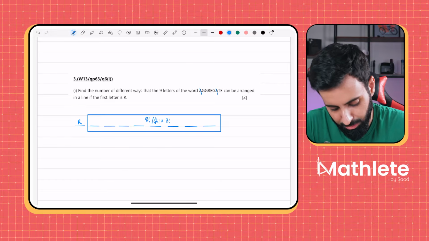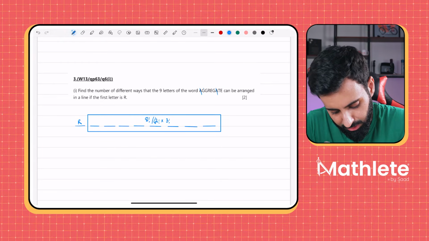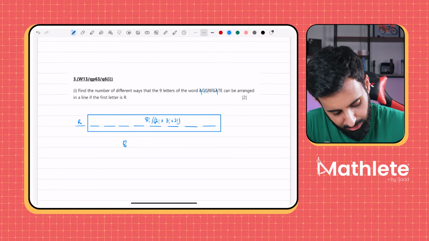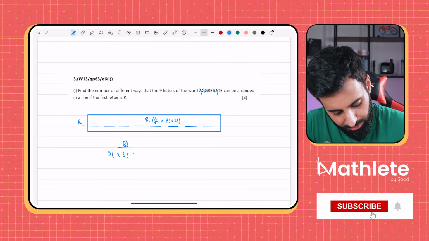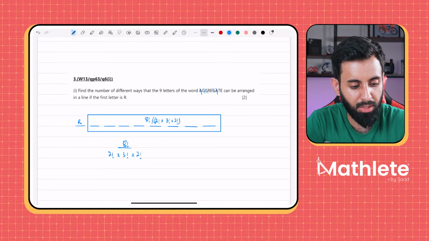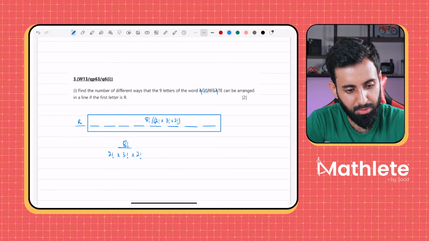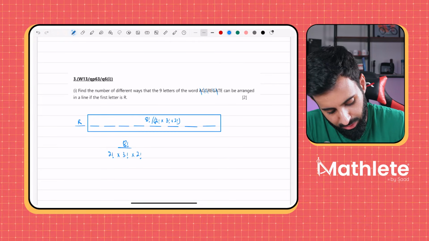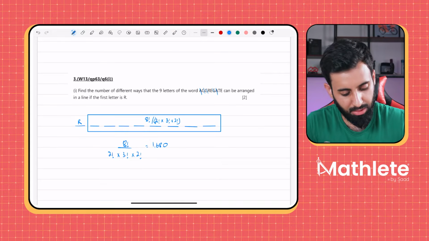So all of this is the denominator, okay? And then E also occurs twice, so we also have to divide by 2 factorial. So basically, a nicer way of writing this would be 8 factorial upon 2 factorial into 3 factorial into 2 factorial. Okay, so let's work this out. So 8 factorial, the numerator, divided by 2 into 3 factorial into 2. So we have a total of 1,680 arrangements. And there you go, that's the answer.